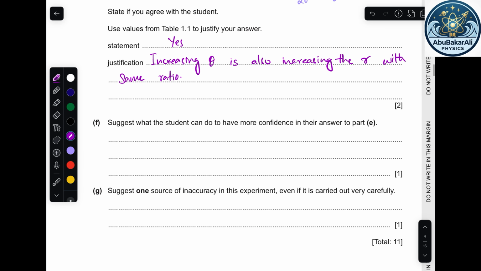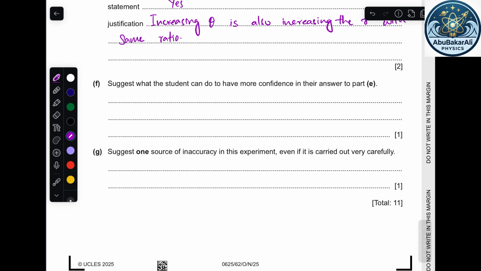Okay. Moving forward, suggest what the student can do to have more confidence in the answer. So what you can do if you need more confidence, you can test with more values. So what we can do, we can test more values of theta to get more clarity.